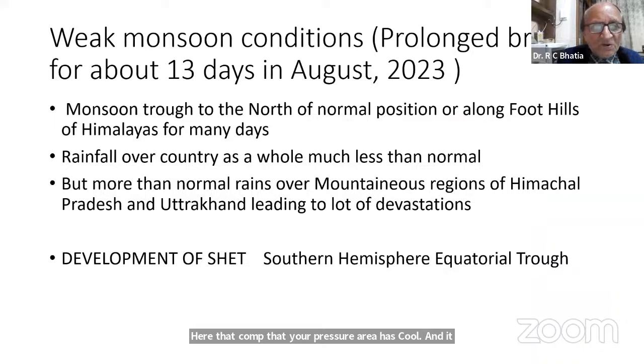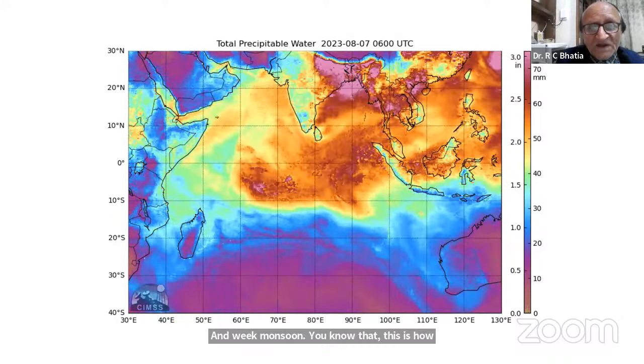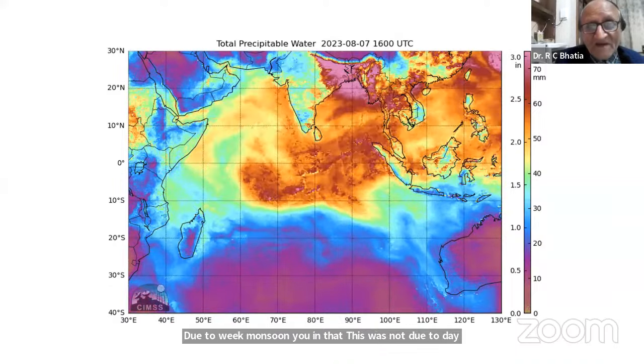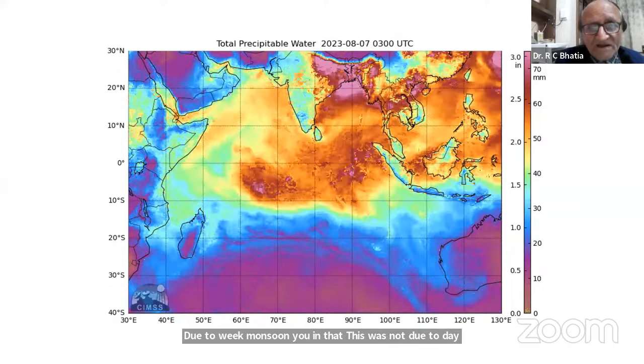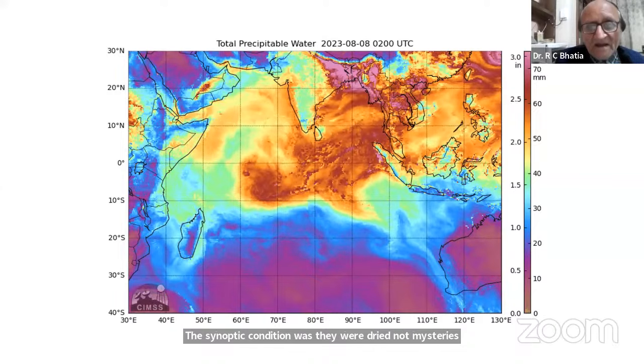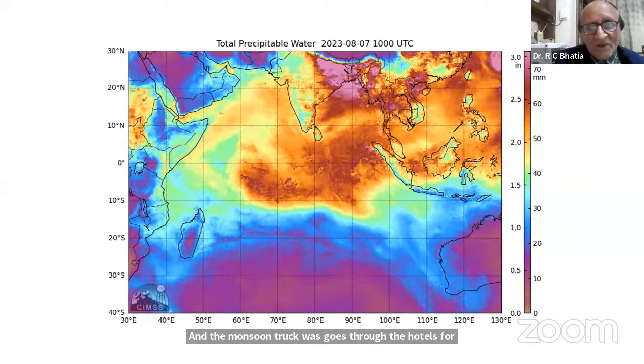Now, in addition to the strong monsoon, there is a condition of weak monsoon. In August 2023, we had a weak monsoon for 13 days. And for a weak monsoon, this is how the distribution of moisture is seen. This was not due to the day-to-day movement of the monsoon trough. The synoptic condition was that dry northwesterlies were prevailing over northwest India, and the monsoon trough was close to the foothills for many days.